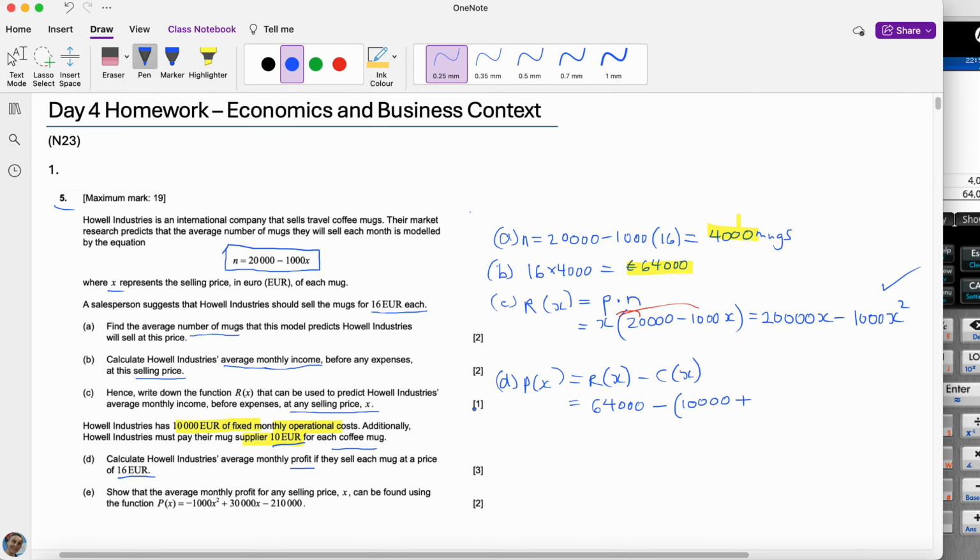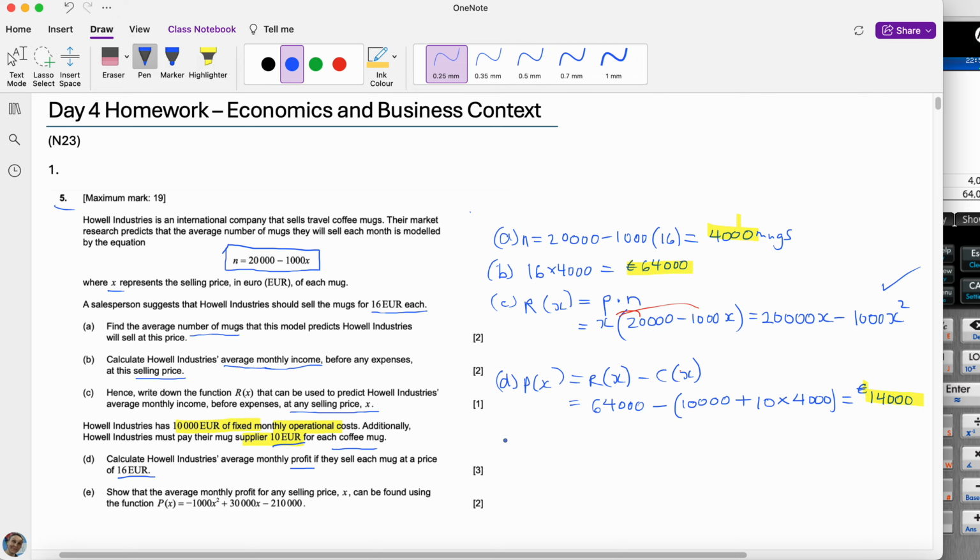This is difficult. Just pause it and really try to make sense of all the context. I'm going smooth, but actually I remember doing this problem for the first time, and I'm telling you the truth, I was so confused. I can imagine IB students sitting there crying, tears dropping down on this question. We're making 4,000. We have to pay the supplier 10. So our variable cost is going to be 40,000, and so 64,000 minus 50,000, so we have a profit of 14,000.